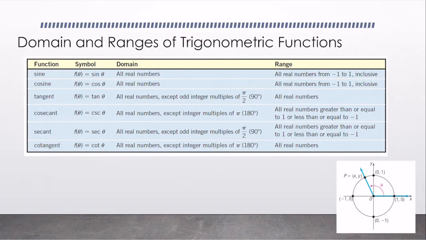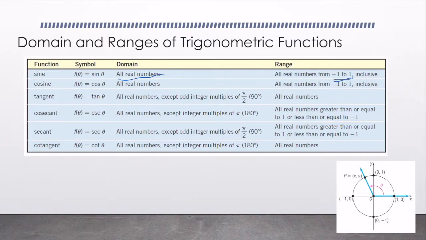Remember that the domain of our sine function is going to be all real numbers. That's because sine is y, right, if we're looking at our unit circle. So it's never undefined. And its range goes from all real numbers from -1 to 1 inclusive.